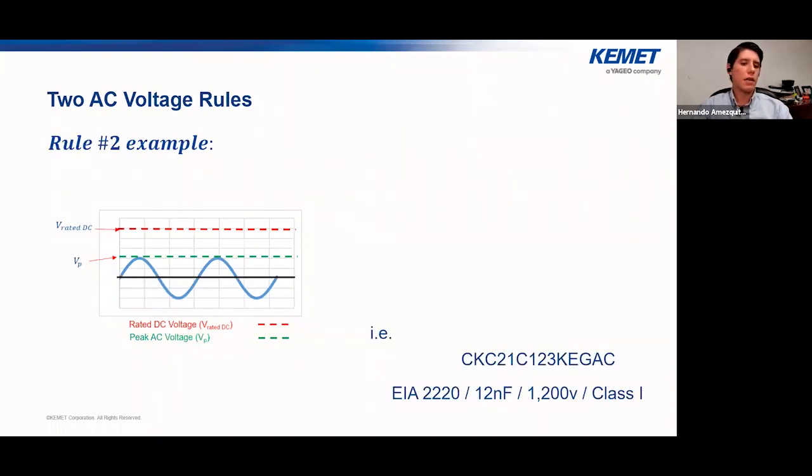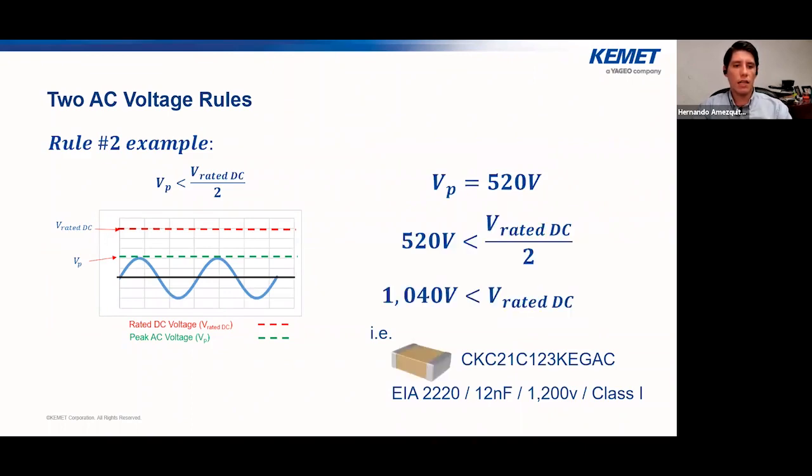And now a quick example just by considering the voltage and specifically using the second rule. If the peak voltage in this case is 520 volts, that means that the rated DC voltage of the MLCC needs to be 2 times the peak voltage. That is above 1040 volts. In this case, for example, we pick a KC Link part number, 2220 chip size, 12 nanofarads, and 1200 volts rated.